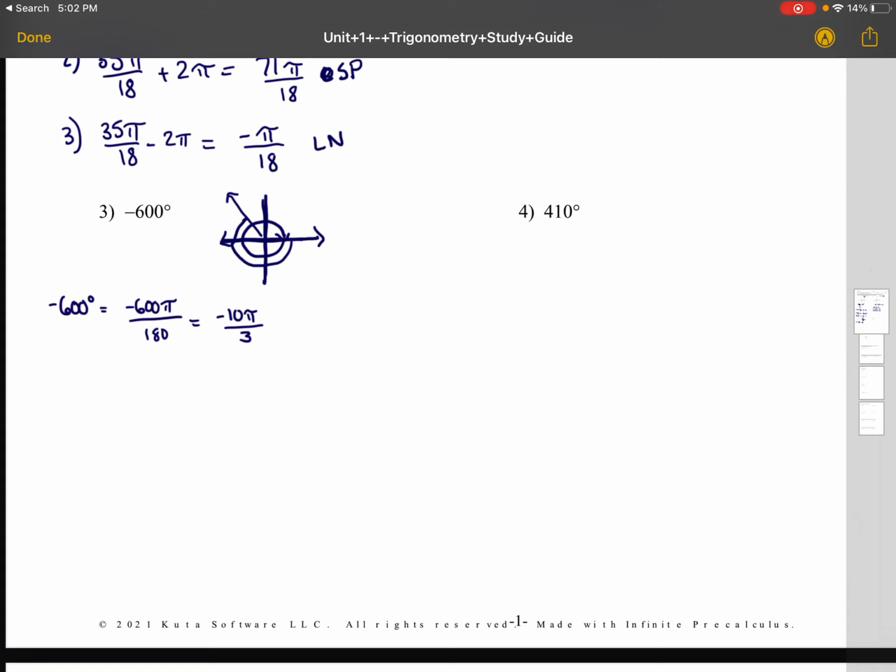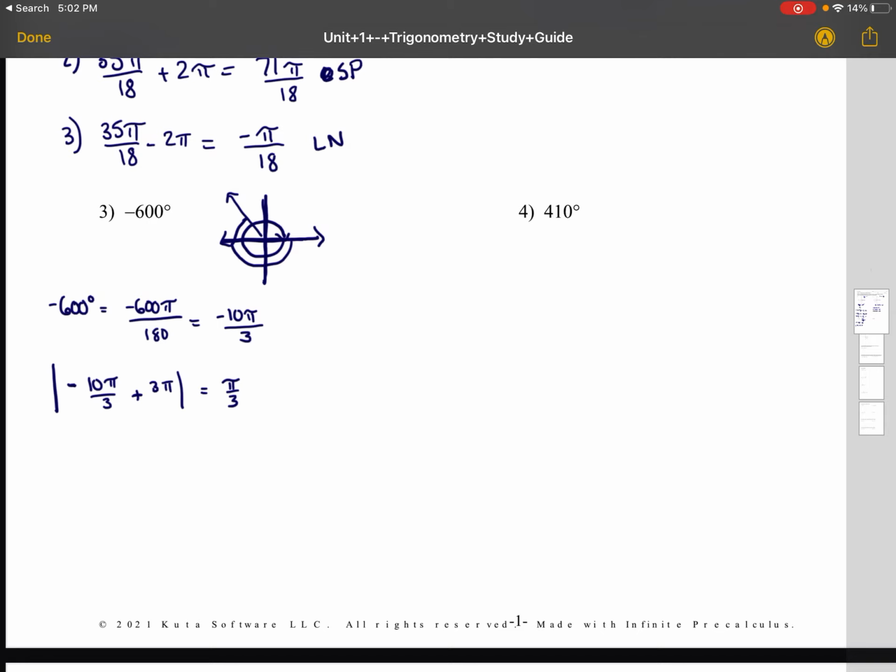So we can do the absolute value of negative 10 pi over 3 minus 3 pi. So that's 9 pi over 3, really? I'm sorry, plus 3 pi, because it was a negative 3 pi, because it's negative 540. So that's going to be 9 pi over 3 minus 10 pi over 3, which is negative pi over 3. But in absolute value, we get pi over 3.